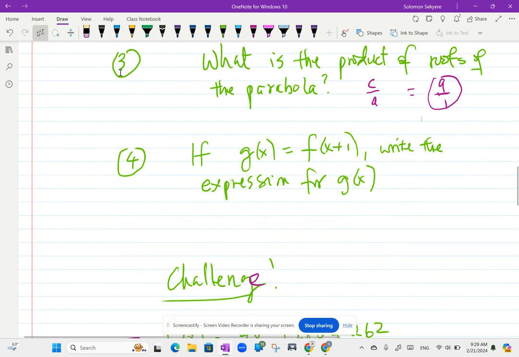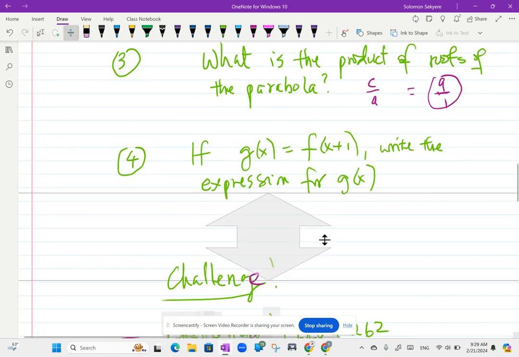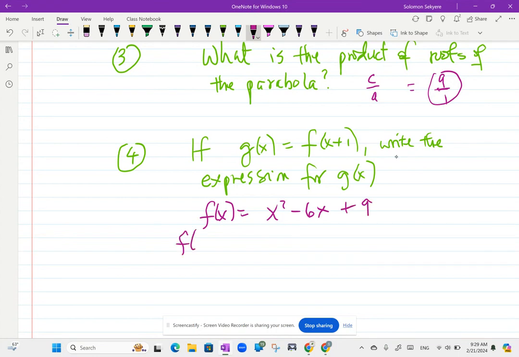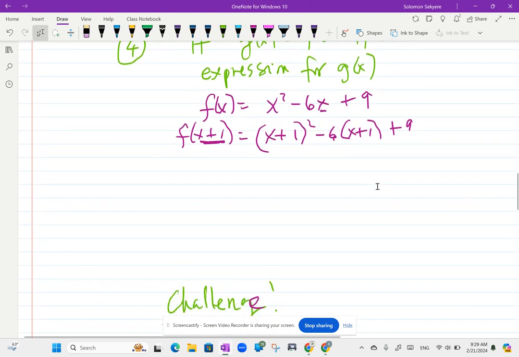And then one says, if g of x equals f of x plus 1, write an expression for g of x. How are you going to do that? We've defined f of x as x squared minus 6x plus 9. So if we want f of x plus 1, do this carefully. It is (x plus 1) squared minus 6 times (x plus 1) plus 9. Instead of putting x, you put x plus 1. So wherever there is x, you put x plus 1. Be careful, just use parentheses.